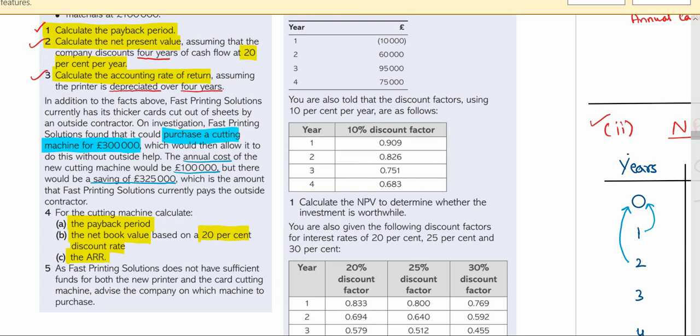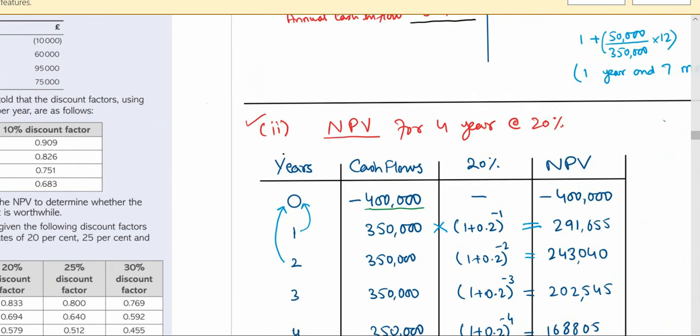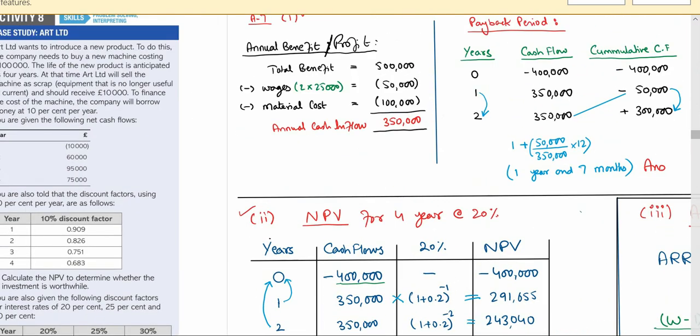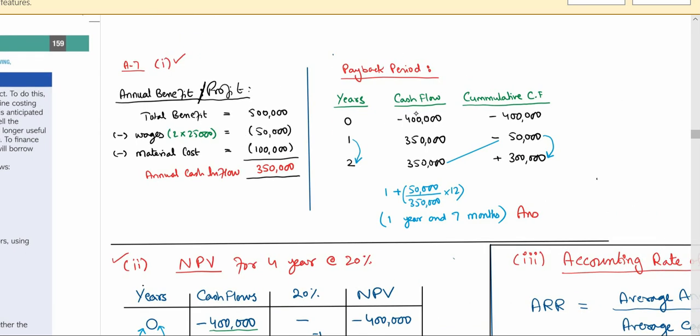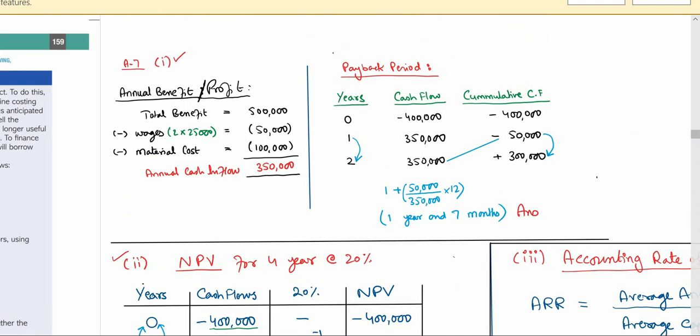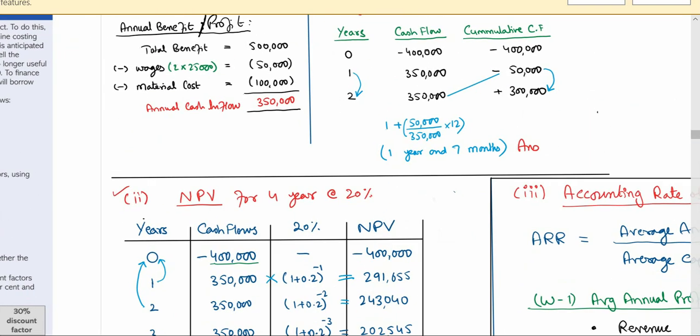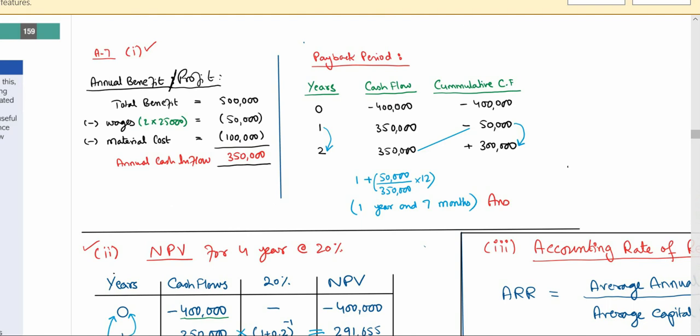For question number 4 part A, let's solve this payback period. First of all, for the payback period, what we need is the cash outflow and the cash inflow. The cash inflow in our case will be the annual benefit, or we can say the profit. So let's solve this question.